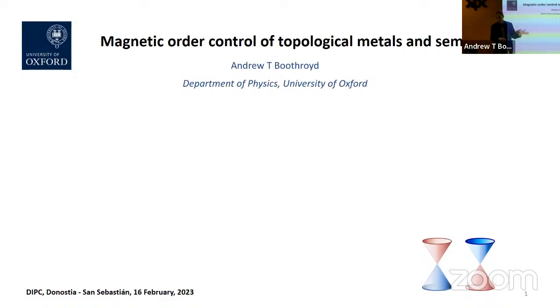I'm going to be speaking specifically about magnetism and topological electrons, and I'll give you an introduction to that field and also give you some real-world examples of magnetic materials where the specific details of the magnetic order affect the type of electronic topology that you find and how you can control that.